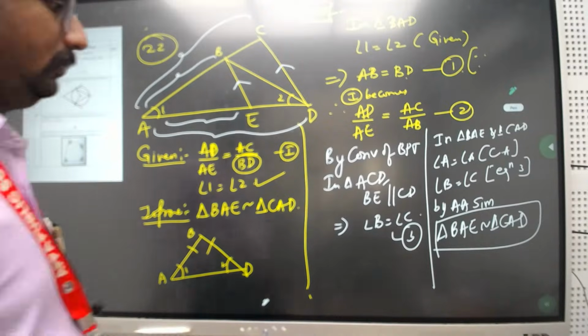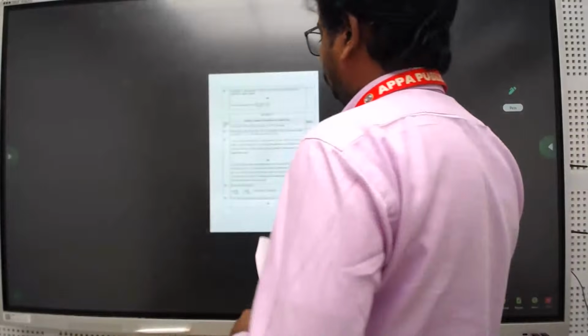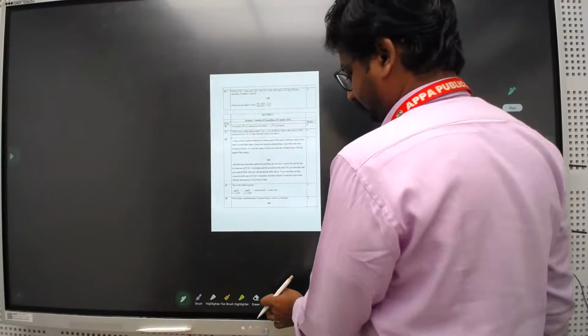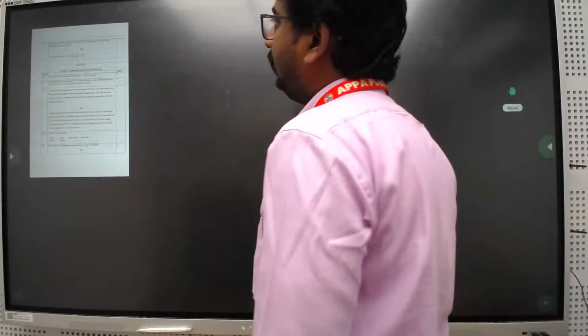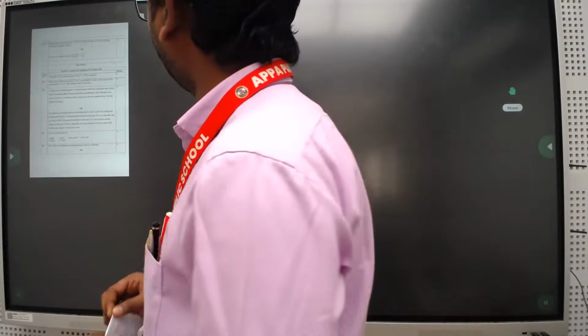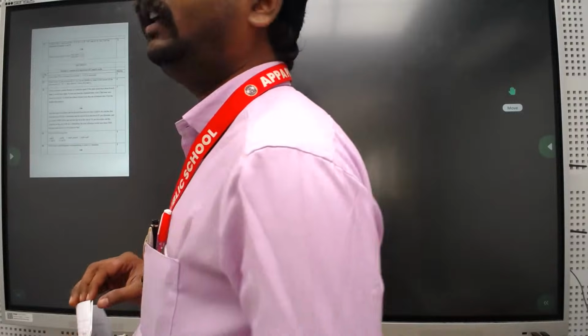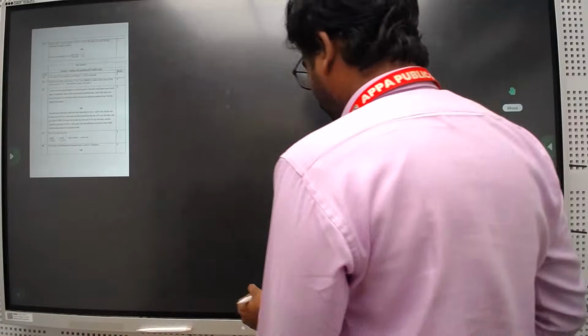Question number 25. If sine of A plus B is 1, cos of A minus B is root 3 by 2, condition is given, find angle A and B. Direct question from your textbook. Okay? It is a direct question.